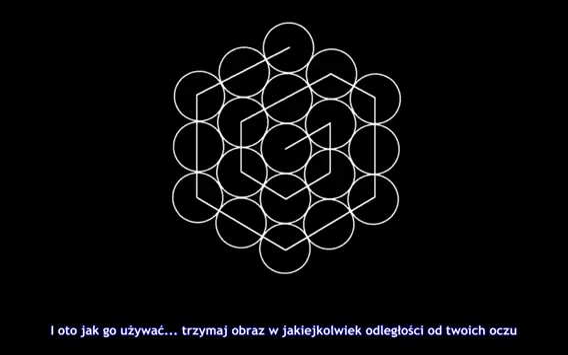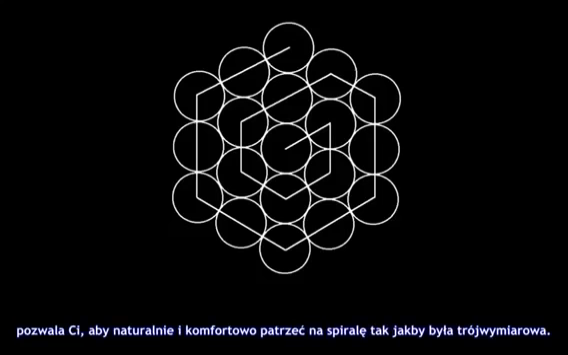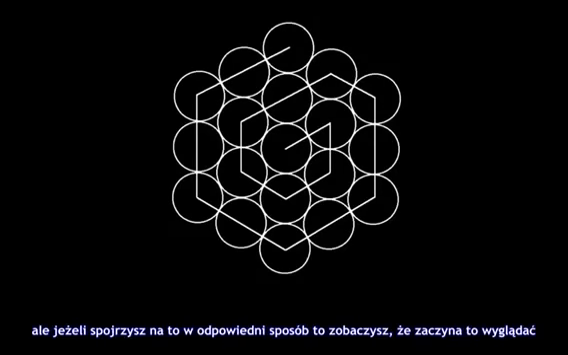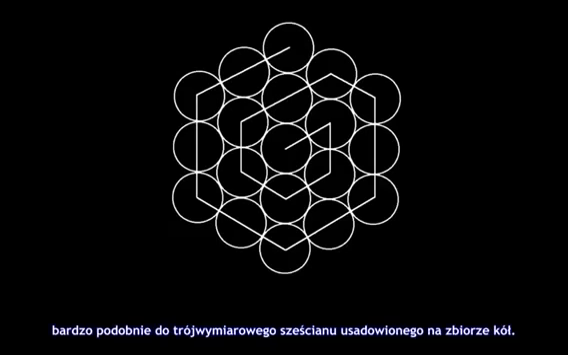Hold the image at whatever distance from your eyes allows you to naturally and comfortably look at the spiral as if it is more three-dimensional, in the sense that it describes a cube. Not all the sides are there, not all the lines are there. But if you look at it in the right way, you will see that it starts to look very much like a three-dimensional cube, in a sense, sitting on top of the cluster of spheres.